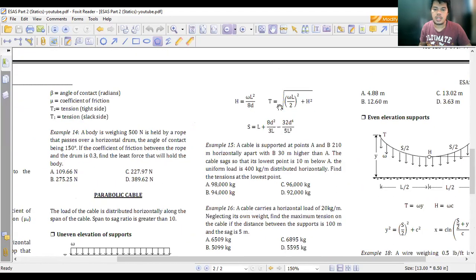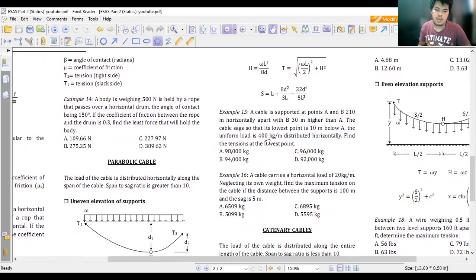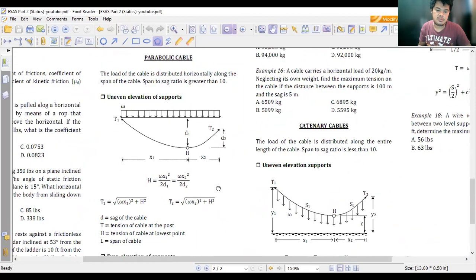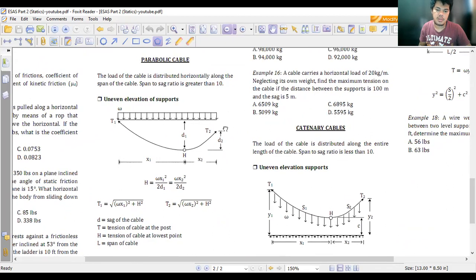Also we can calculate directly the value for the tensions. The tension at the lowest point is given by this formula. The tension at the ends of the cable also is given by this formula. S here is the approximate length of the cable. Again, we'll just visit from time to time the formulas as we go on with the problems.